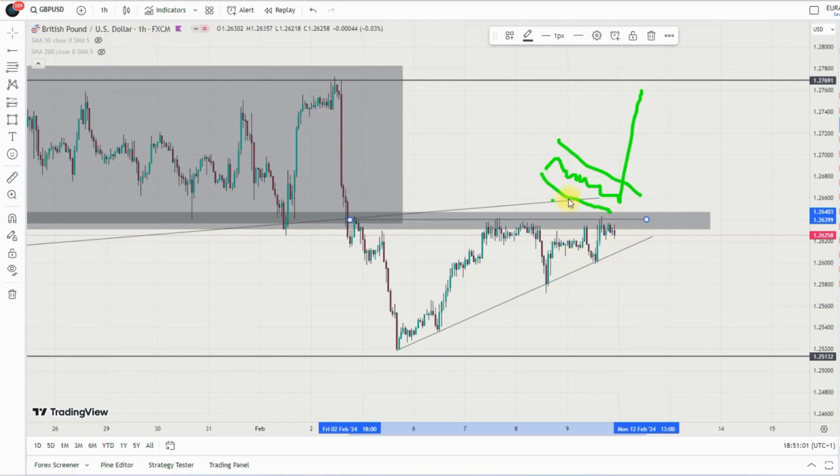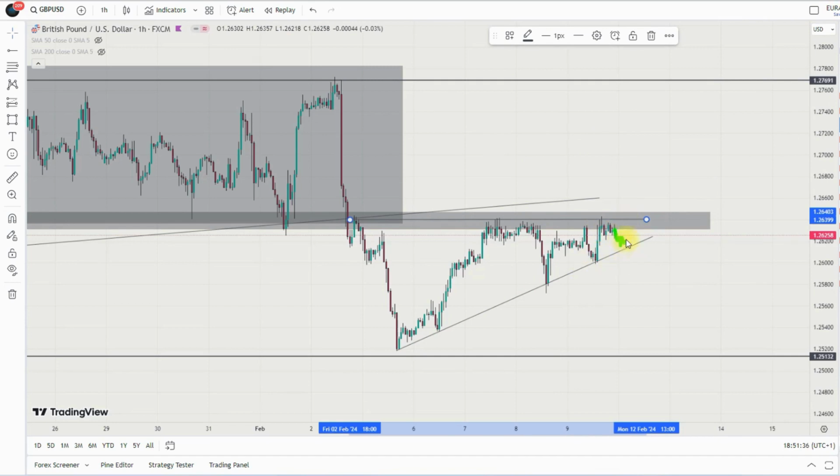So on GBP US dollar, we can still have a pullback back to this level, and we see a breakout of this level. When you see a breakout of this particular level, this is what I wanted to take advantage of. If this level breaks out, because this particular pattern might likely break to the upside, there's a high probability of breaking to the upside, not the downside.